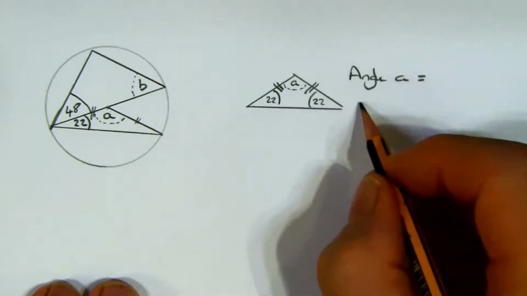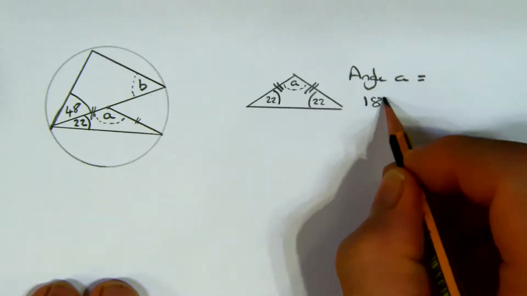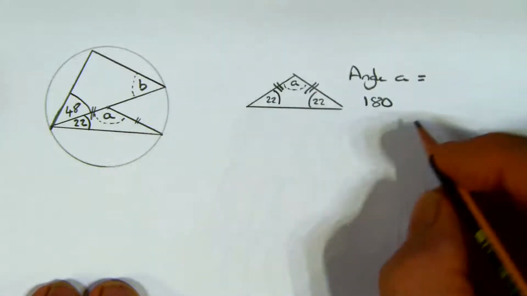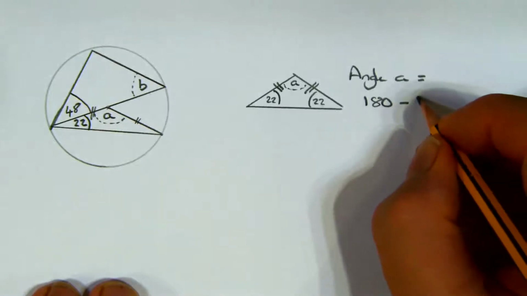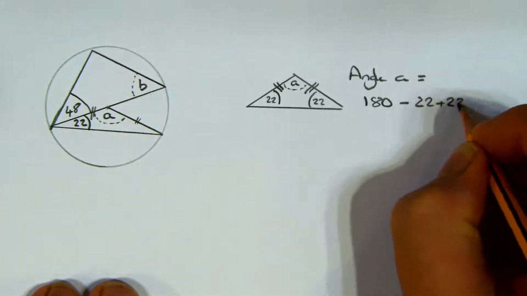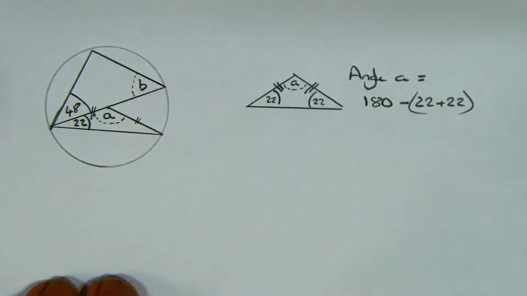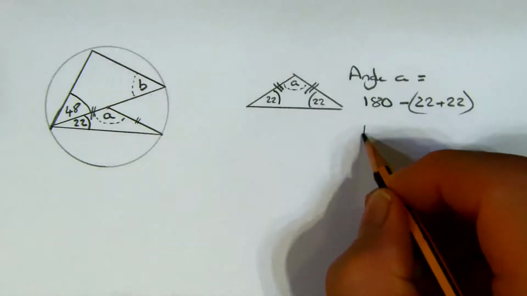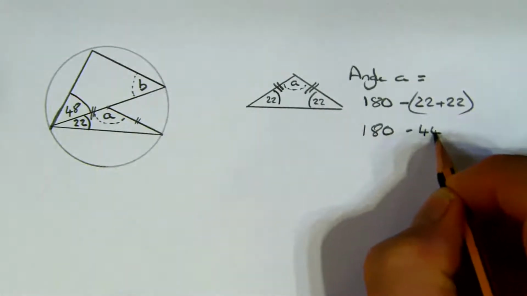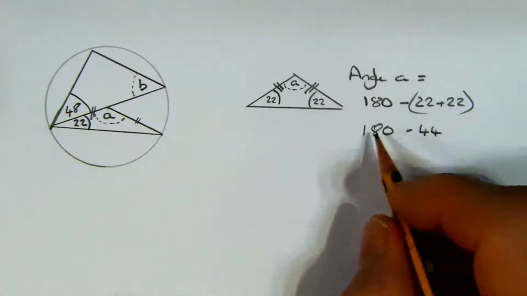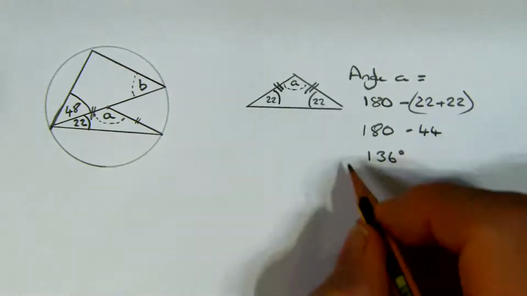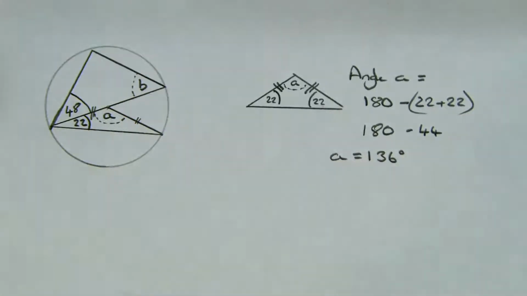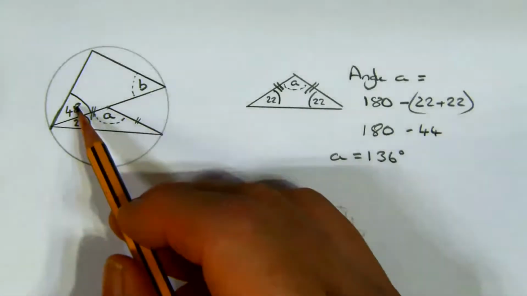Therefore, this other angle up here is going to equal 180, because it's the angles in a triangle, minus the 22 plus 22. And that's going to give us 44. And we can take then the 180 minus the 44. And that's going to give us 136 degrees. Let's look at the other triangle.